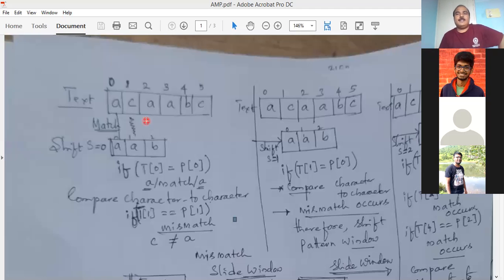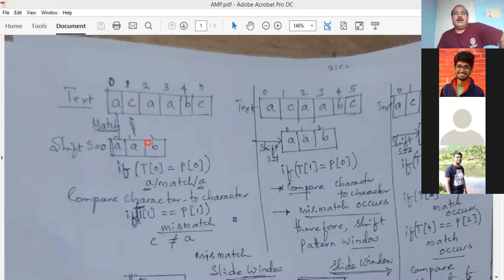Now it's visible. Here is a text. I take a simple text that consists of 6 symbols, and this is a template which consists of three symbols, A and B. Each character is indexed. The index of the text is 0, 1, 2, 3, 4, 5, and the index of the pattern is 0, 1, 2.